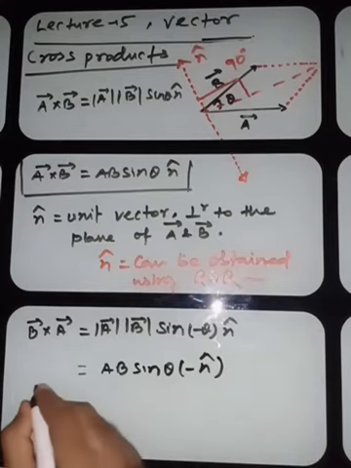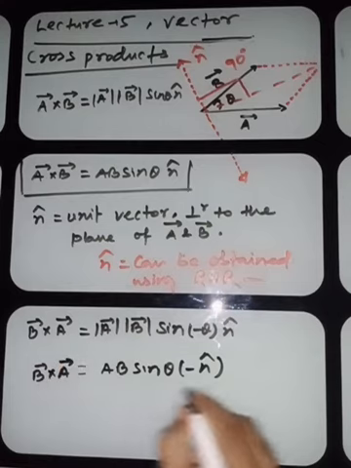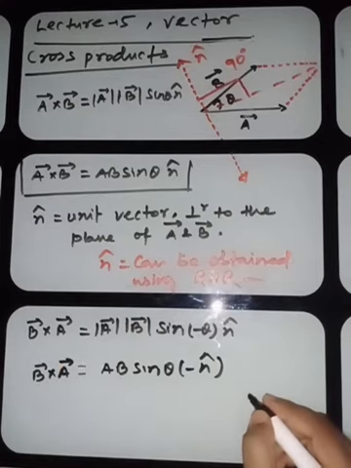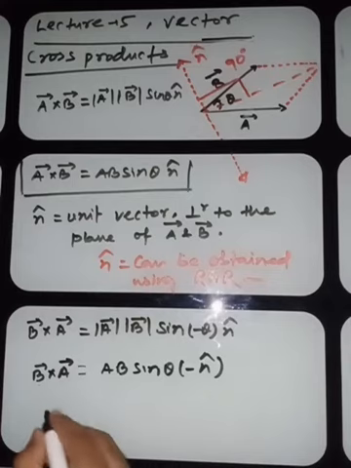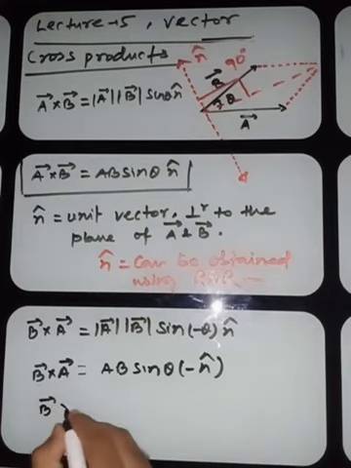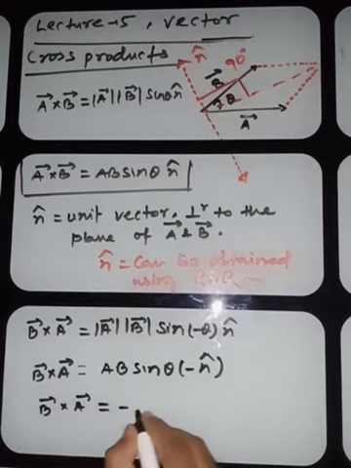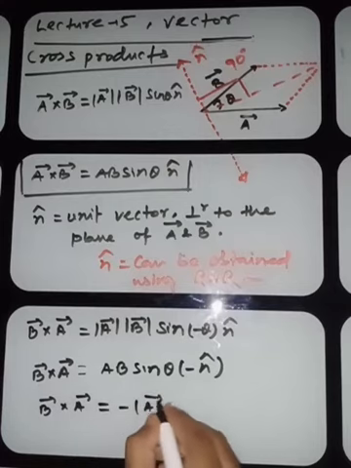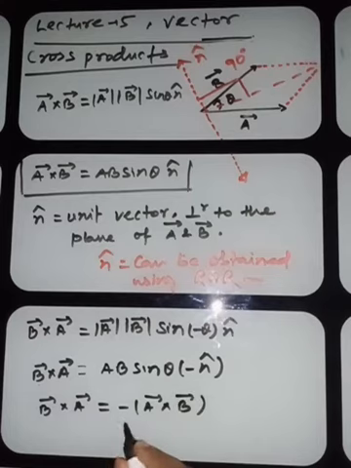That is the direction. So B cross A, you can see, my dear student, is not equal to A cross B, but B cross A is equal to minus A cross B. You can say it is equal to minus A cross B. Always remember, my dear student, B cross A will be equal to minus A cross B.